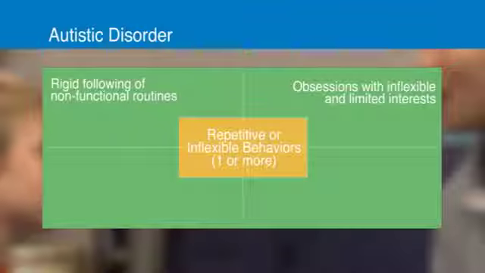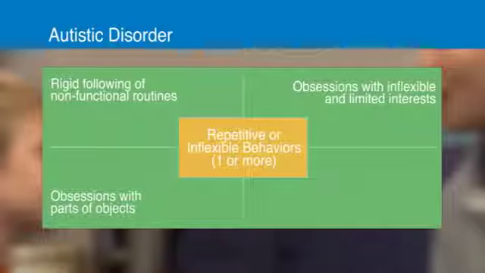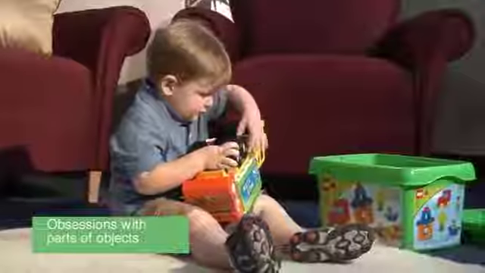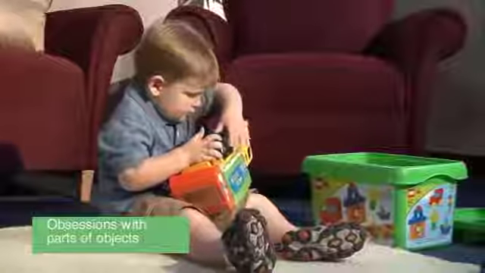Also, students with autism may obsess over parts of objects, such as focusing on the wheels of a car instead of the car itself.